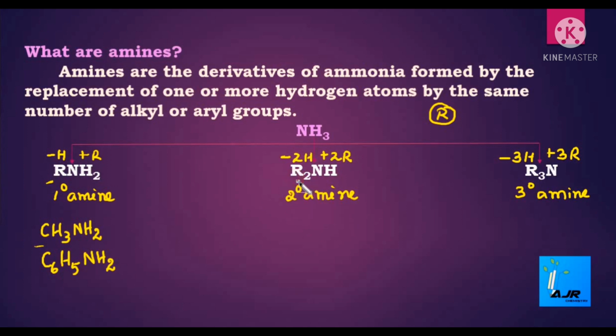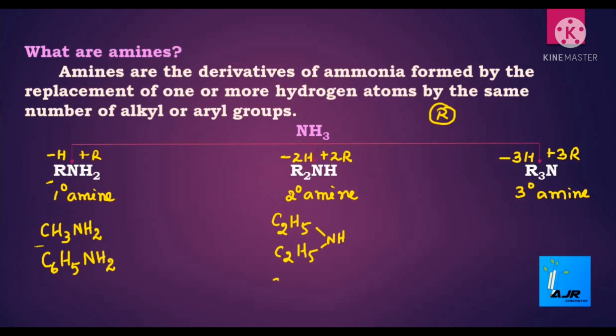In the place of R, we can have two alkyl groups. If the alkyl groups are similar, C2H5, C2H5, two ethyl groups, this is called a simple amine. If the alkyl groups or the aryl groups are the same, we call that a simple amine. If you substitute with another type of alkyl or aryl group, we call that a mixed amine.